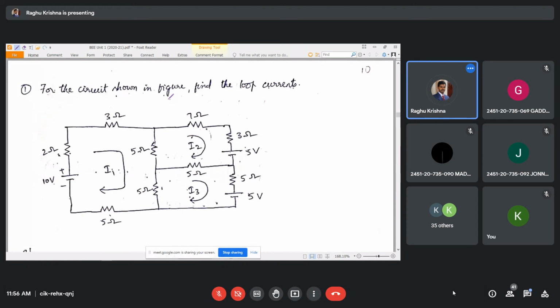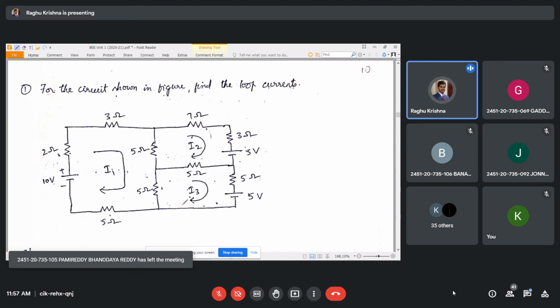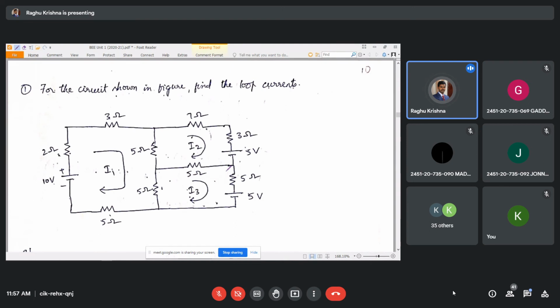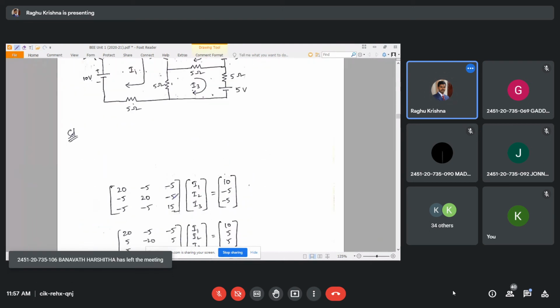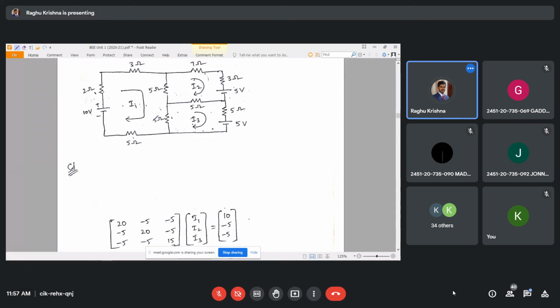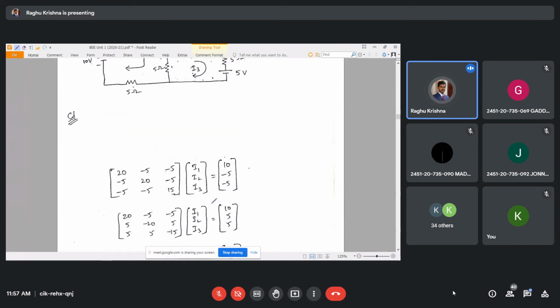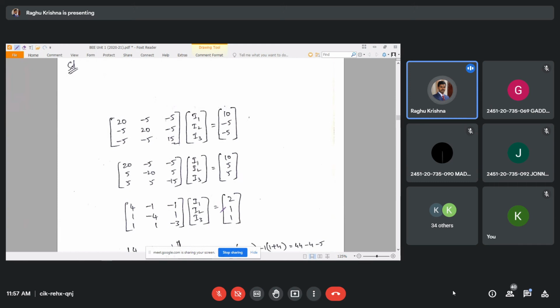So next problem, you have three loops, I1, I2, I3. You can find the loop currents I1, I2, I3. This you can do using the matrix method also. See here, 20. If you solve this matrix, then you are going to get the values of I1, I2, I3.